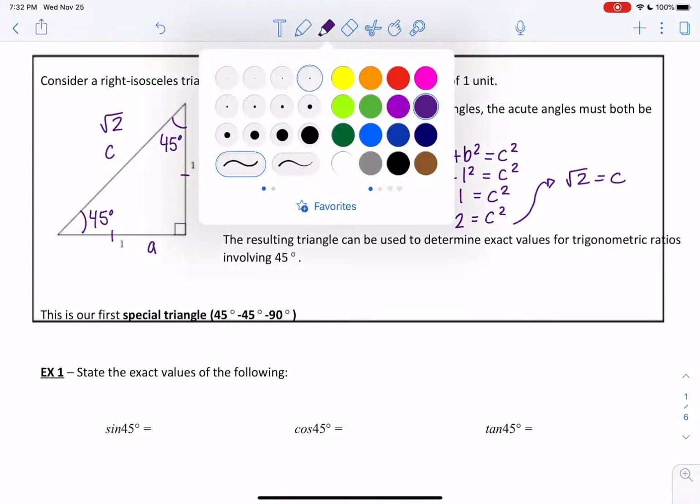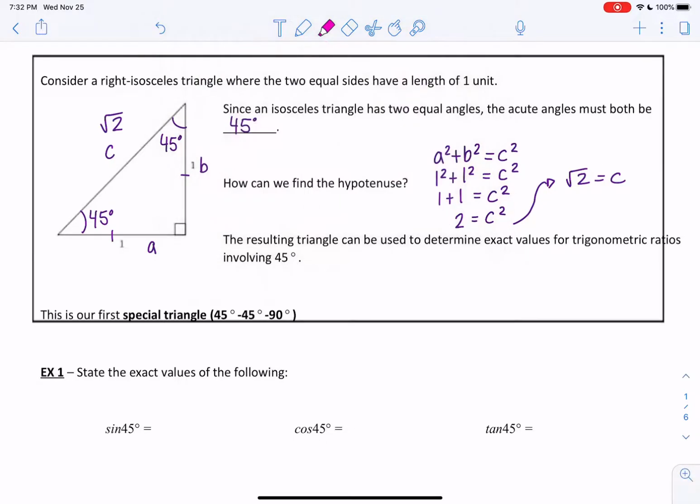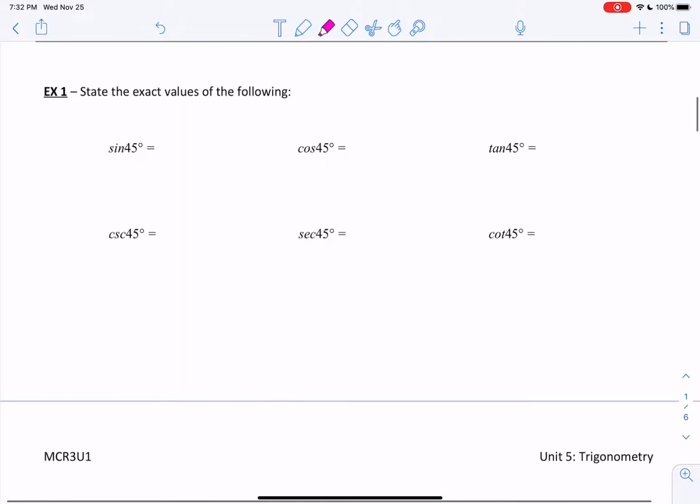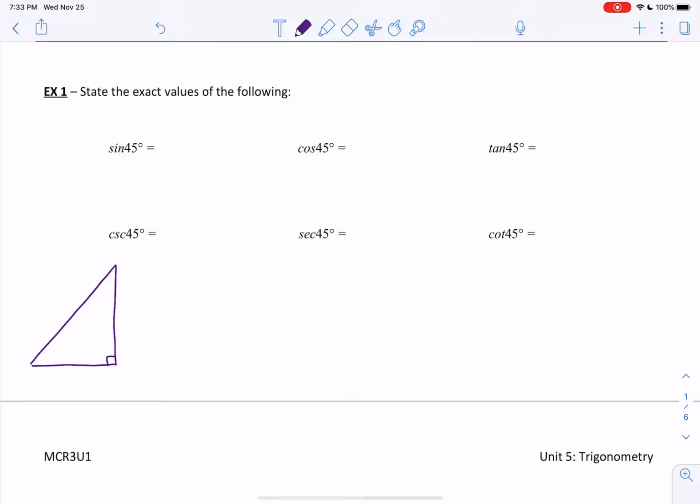Now this is our first special triangle. And what we can do with this special triangle is find exact values for our ratios for the angle 45. So that's exactly what we're going to do. I'm going to draw the triangle again down here just so you can see it as we work through things. I have 1, 1, root 2, 45, 45. Now we're going to use this triangle to determine all of the above values: sine 45, cosine 45, tan 45, cosecant, secant, and cotangent, all of 45.